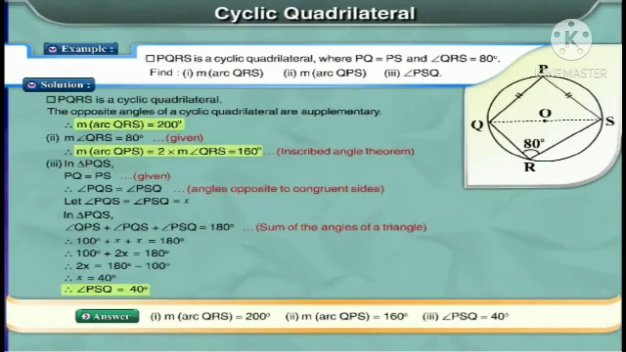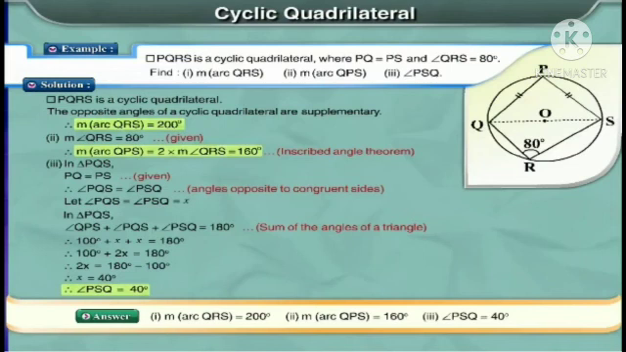Let's do one example based on cyclic quadrilateral. Let's see the example. Quadrilateral PQRS is cyclic where PQ is equal to PS and angle QRS is equal to 80 degrees. Find first, measure of arc QRS, second, measure of arc QPS, third, angle PSQ.